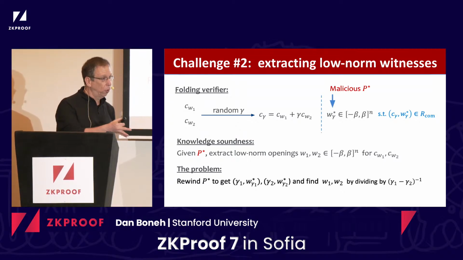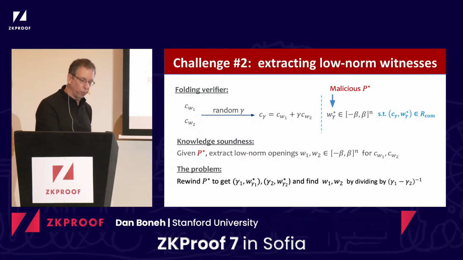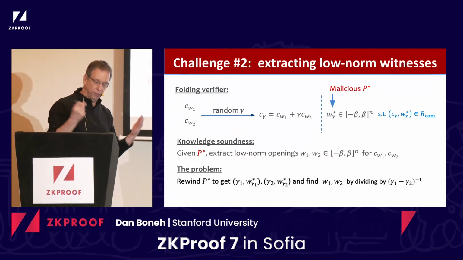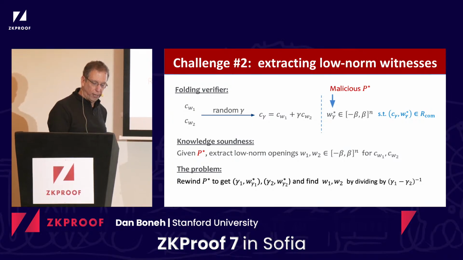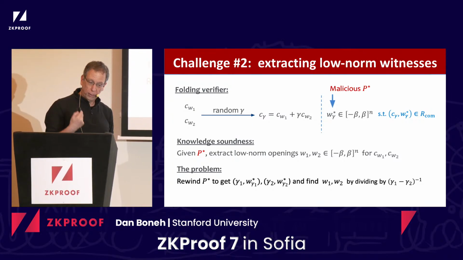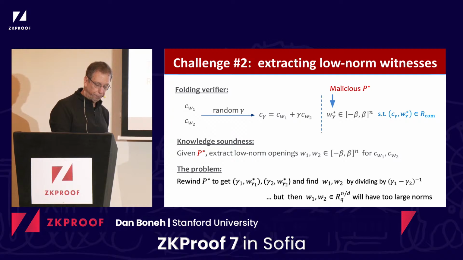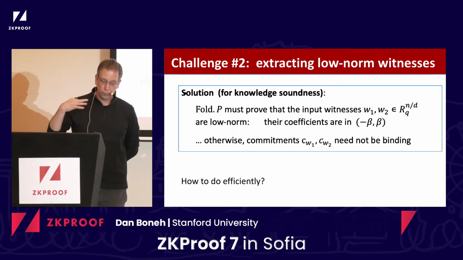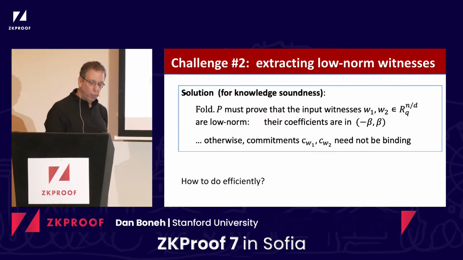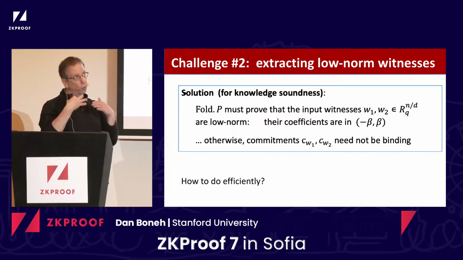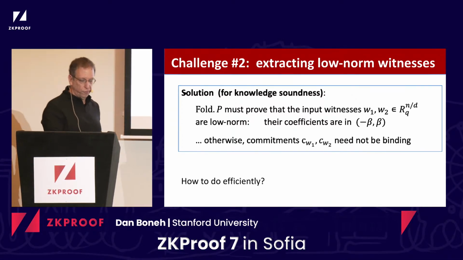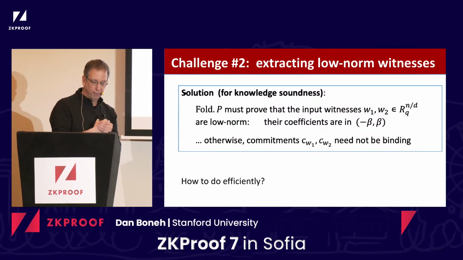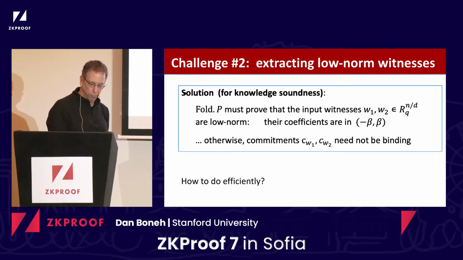Maybe it would be great if there were other ways, so if anybody has other ideas for how to force the extractor to extract a short norm witness. The only way we know how to do it is by requiring the folding prover to prove that the original witnesses W1 and W2 are themselves low norm. If the original prover proves that the original witnesses were low norm, we can use that to ensure that the extractor will actually output low norm witnesses as well.